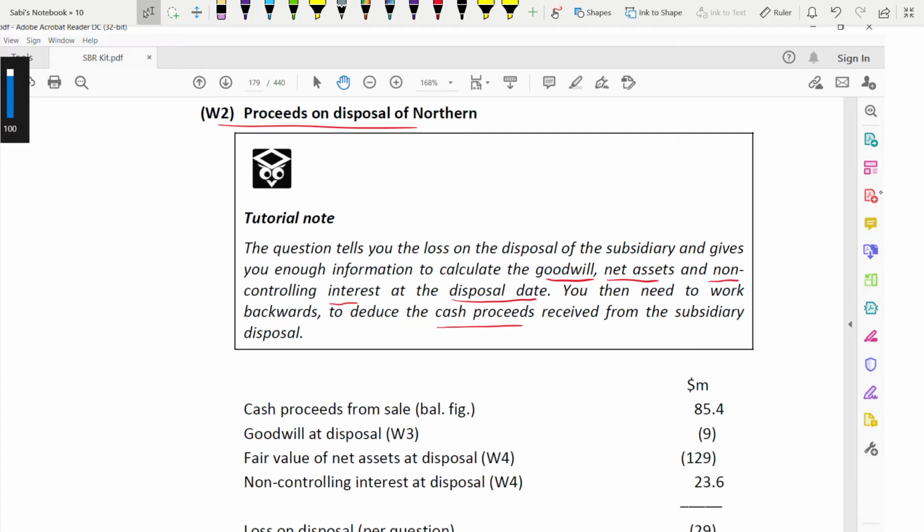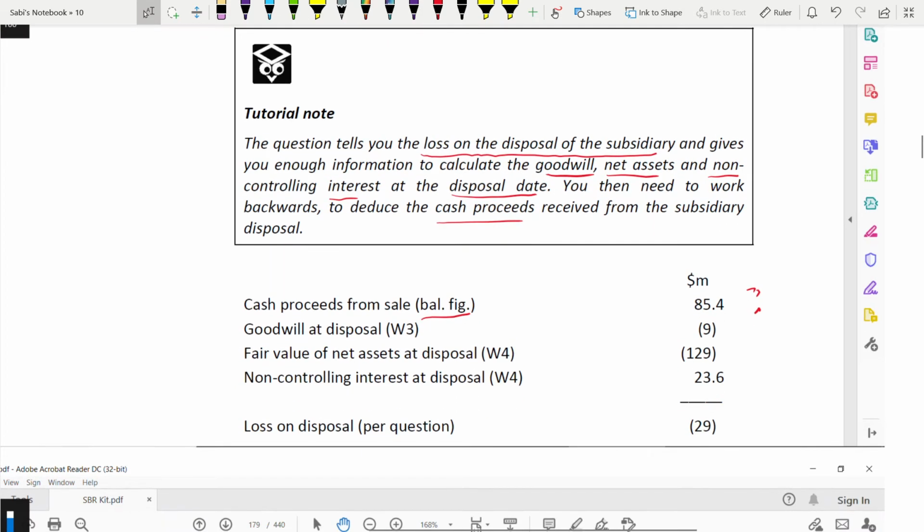How much cash you have received. And also you have been given the loss on the disposal of a subsidiary. So all this information will give you the balance, which is your cash received, right? Cash proceeds from the sale is the balancing figure. When you first write it, this is a question mark. You don't know this figure. But we know that from these proceeds we have to deduct fair value of net assets and goodwill and add NCI. Then you will get the loss. So the loss on disposal per question is 29. It has been given as 29. The other three workings are required.